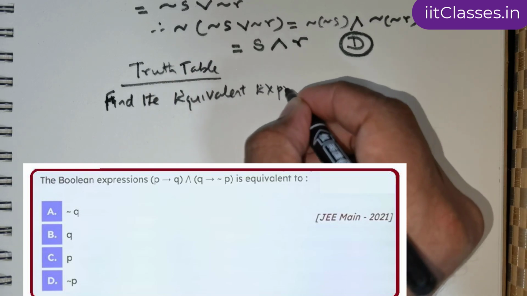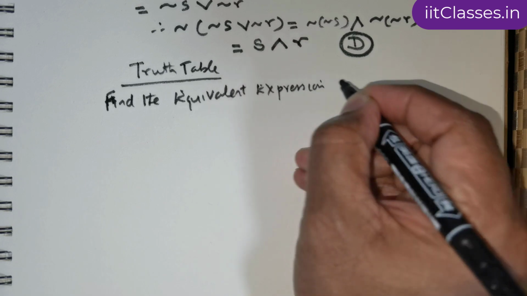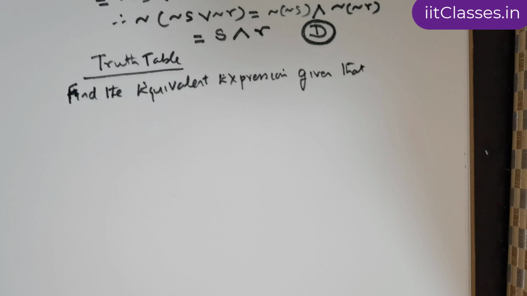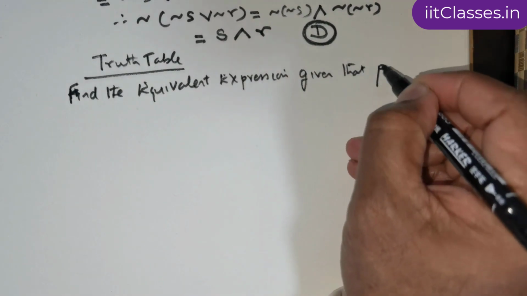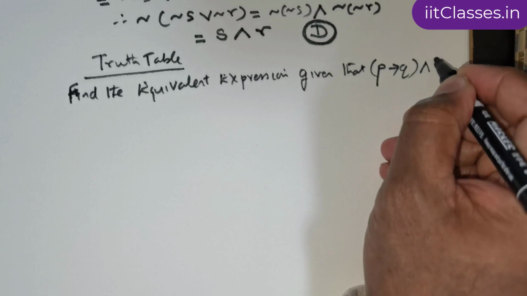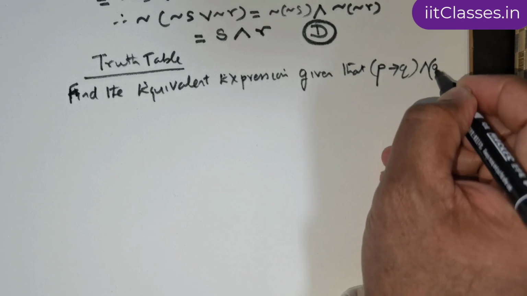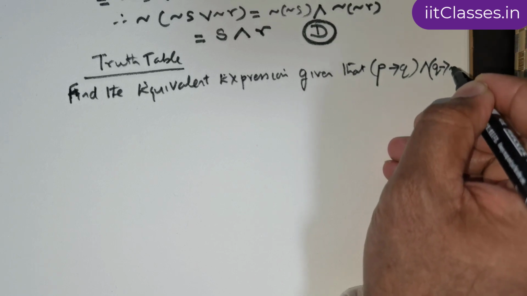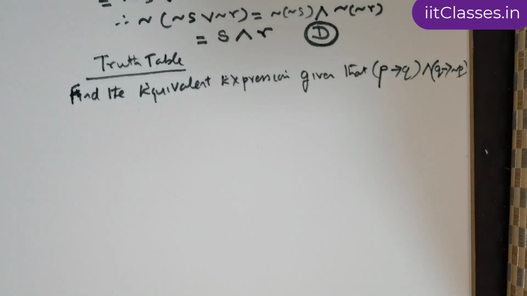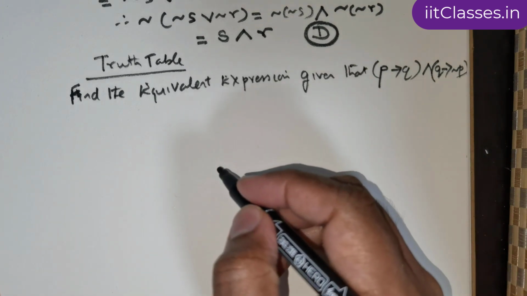expression given that P conditional Q conjunction of Q conditional negation of P. So this is the expression that is given. So we will obtain the truth table and then make the decision.